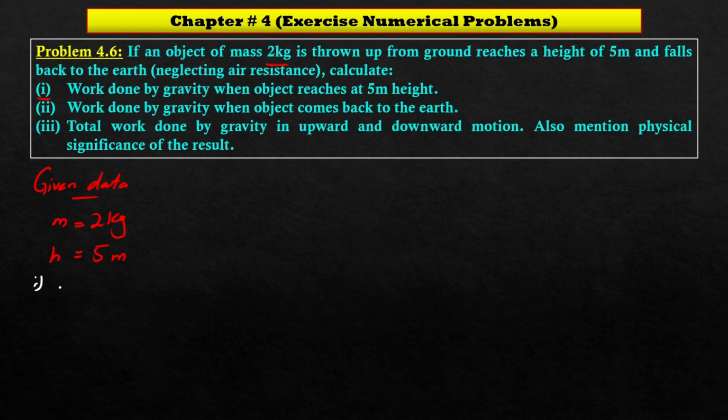So W_G is equal to question mark, that is the work done by gravity. And in the second part, the work done by gravity when the object comes back to the earth. Again we have to find the work done by gravity. So it is represented by W_G prime is equal to question mark.